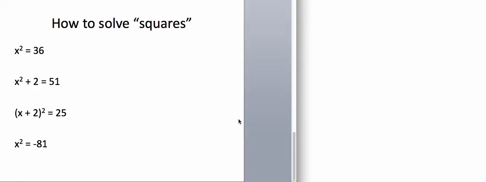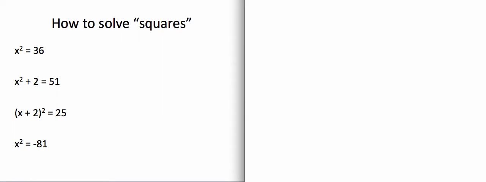So now we also have how to solve squares, just like we had how to solve equations with absolute values. So now what we've got here is x squared equals 36, and we need to get rid of this squared aspect of our equation. What we're going to do is use what we call the square root button. Okay, we're going to take the square root.